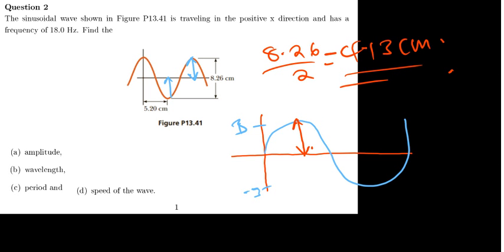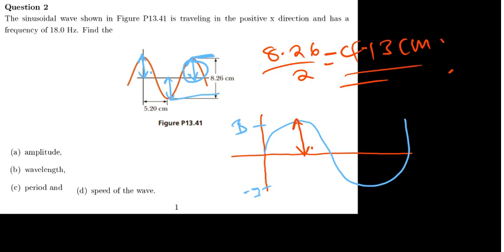That is our amplitude. From this top part all the way to the bottom part, it is 8.26. Now we need to divide it by 2 to find the top part only. That's the reason why we said 8.26 divided by 2. That is it for part M.